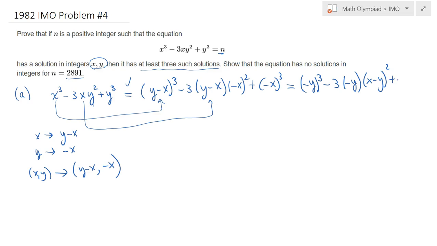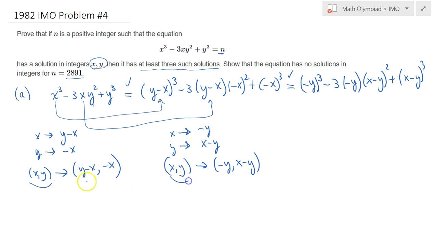It's pretty much the same thing. Yeah, it's nothing fancy here. So please confirm that this one is also true. So in that case, we're further replacing x with minus y, and replacing y with x minus y. Does that make sense? So therefore, if xy is a solution, then so is minus y, x minus y. So therefore, if xy is a solution, we have two other solutions as well.